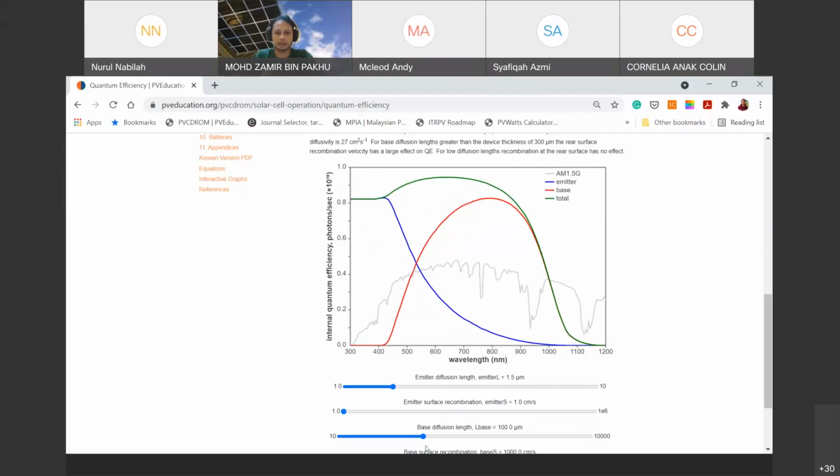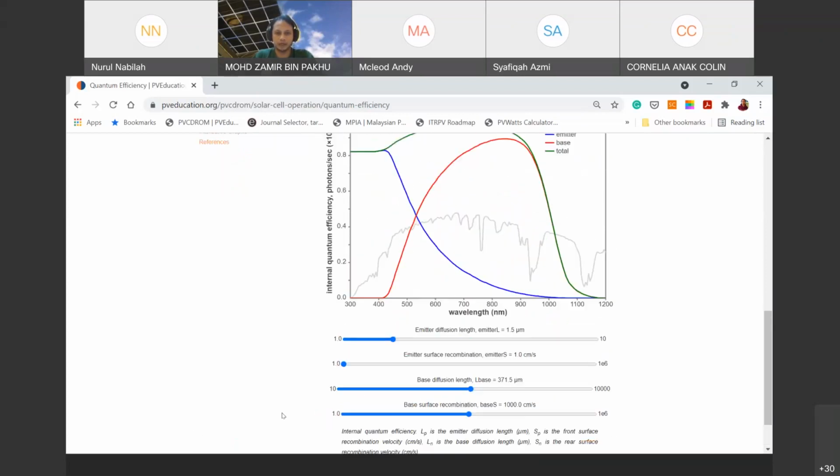The same goes for the base. If you simulate the base here, say the base diffusion length is about 100 micron, and you slide it to the right to show that the diffusion length of the carrier in the base is longer than 100 micron, you won't see any change in the emitter, but you'll see the change in the base because it's only related to the base. So the red curve is really going higher, and as a result, your total QE is also higher due to the contribution of the red curve. On the other hand, if you move to the left, where the base has poor quality, the diffusion length is lower, so the red curve reduces. As a result, the green curve reduces as well.